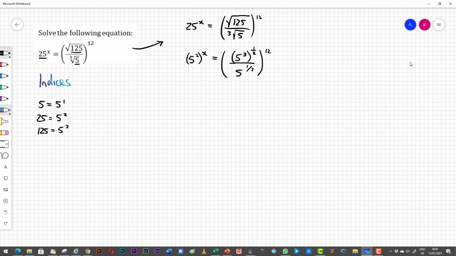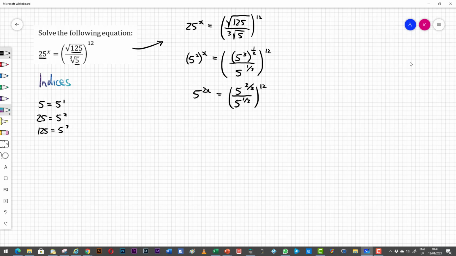The rule when we have a power raised to another power is we multiply the two powers. So 5 squared to the power of x is 5 to the power of 2x. And then I'm going to do the same thing with the 3 and the half. So 5 to the power of 3 is also raised to the power of a half. So 3 times a half is 3 over 2. So that's 5 to the power of 3 over 2, all over 5 to the power of a third. And we have to raise that to the power of 12.